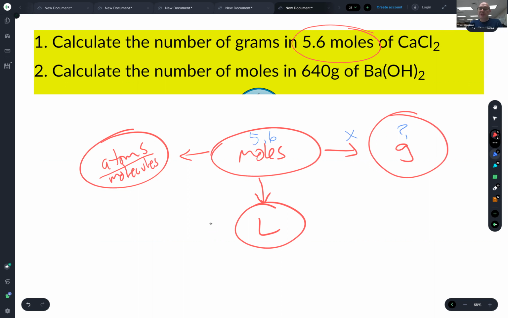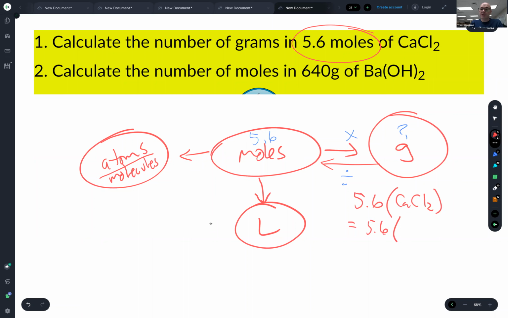And if on the next one, we start solving and we want to go to moles, well, we'll reverse the process and it'll be division. But for right now, let's start here with 5.6 and we will multiply by the weight of CaCl2. Well, we got to go add that up.